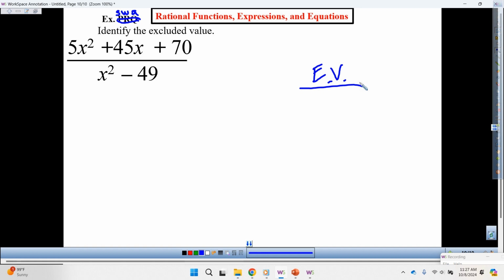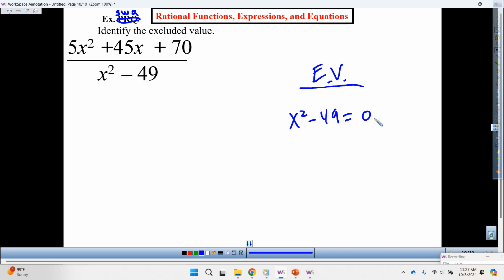All right, tell your neighbor what to do to get started for the excluded values. What do we do first? Sebastian, what do we do? Close. We first set the denominator equal to 0. Yes, x squared minus 49 equal to 0. And then you said what?